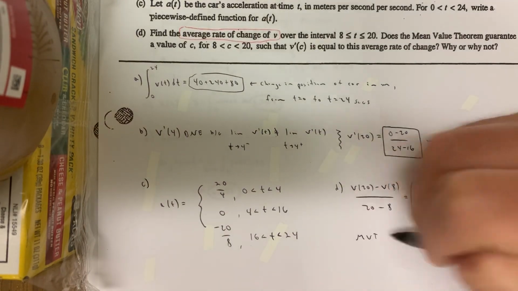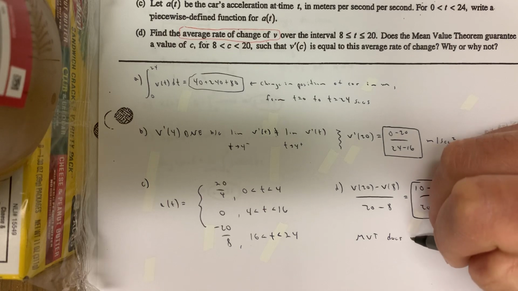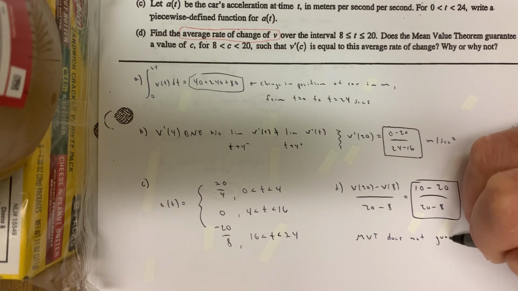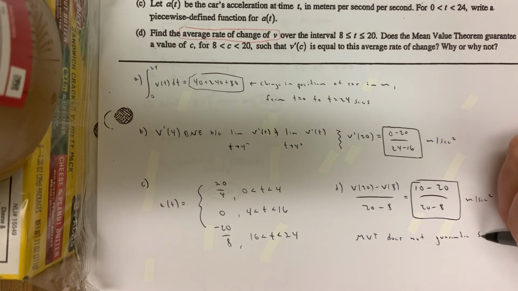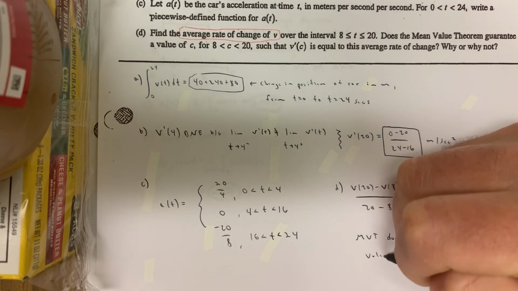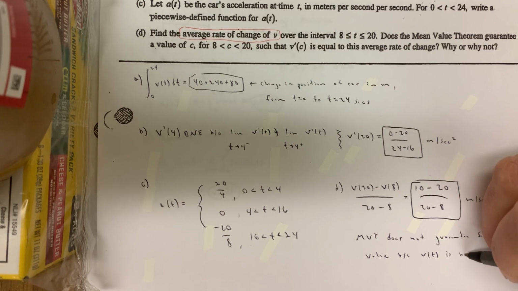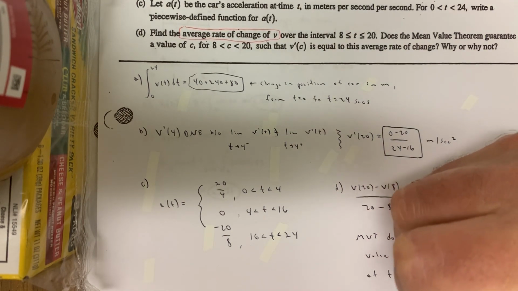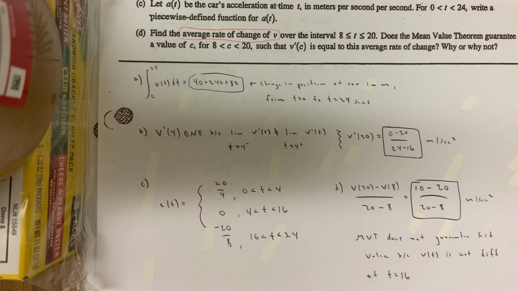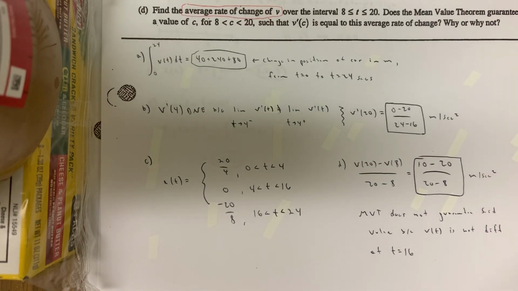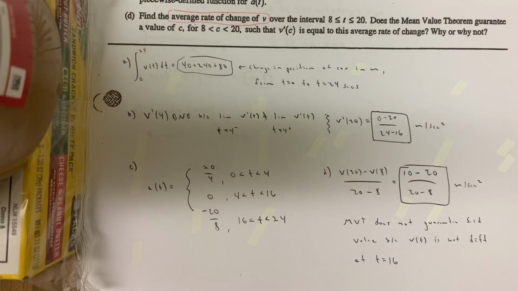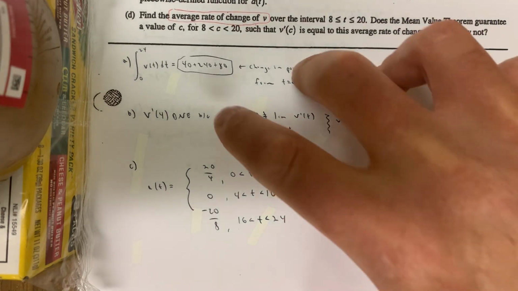So the mean value theorem does not guarantee said value because V of t is not differentiable at, we'll say, t equals 16. Make sure you say where, don't just say it's not differentiable, okay? So the mean value theorem does not guarantee that value because V of t is not differentiable at t equals 16. So the mean value theorem creeping its way into the problem, okay?